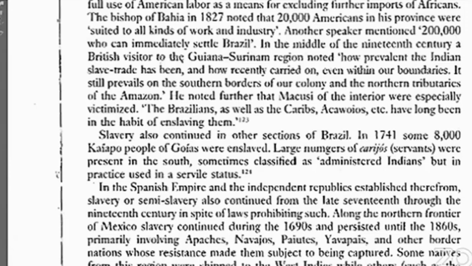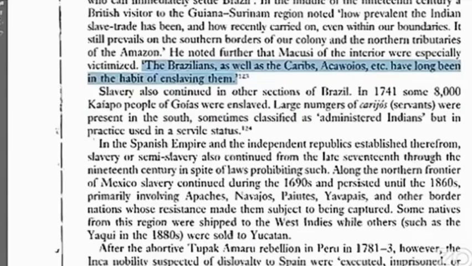In the middle of the 19th century, a British visitor to the Guyana-Suriname region noted how prevalent the Indian slave trade has been and how recently carried on even without our boundaries. It still prevails on the southern borders of our colony and the northern tributaries of the Amazon. He noted further that Makusi of the interior were especially victimized. The Brazilians, as well as the Caribs, Acahuayos, etc., have long been in the habit of enslaving them.